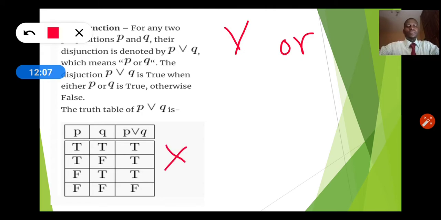These are the things that are important in logical reasoning. When P is true and Q is true, then P or Q is true. When P is true and Q is false, then P or Q must definitely be true. When P is false and Q is true, then that must be true. Notice it's only when both of them are false that we have a false. That's the truth table for disjunction. Let's take note of that.